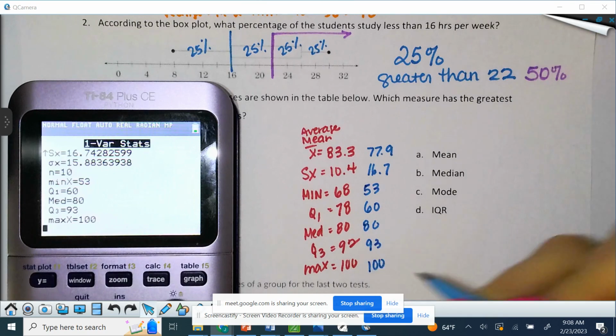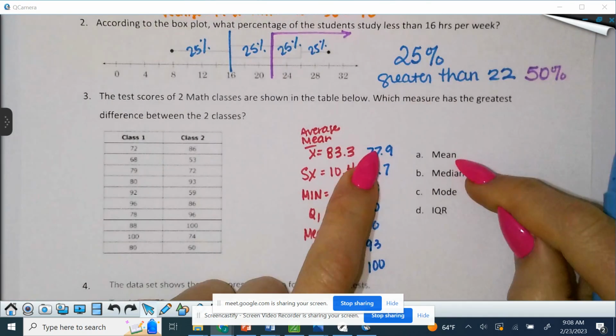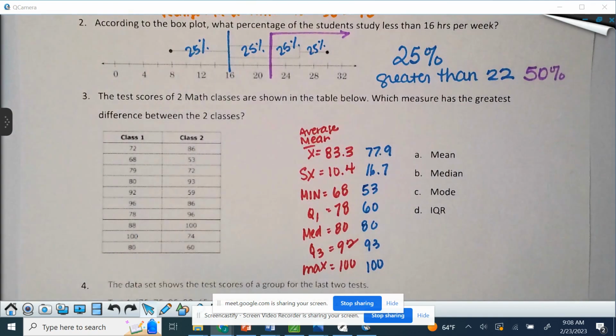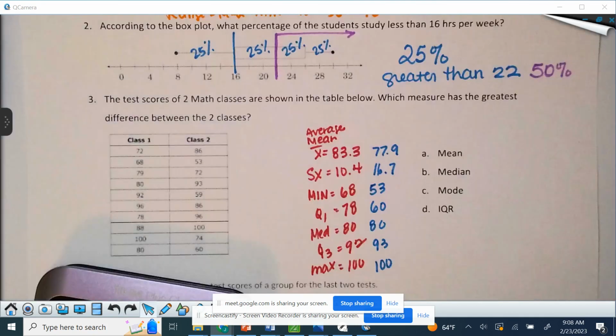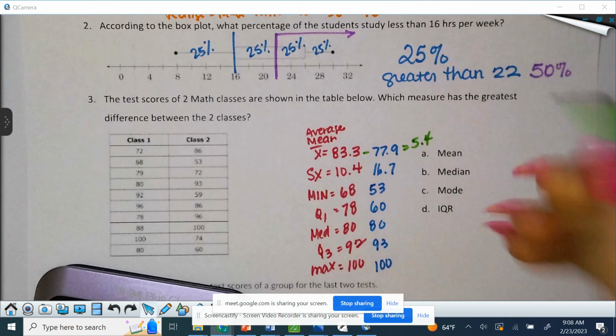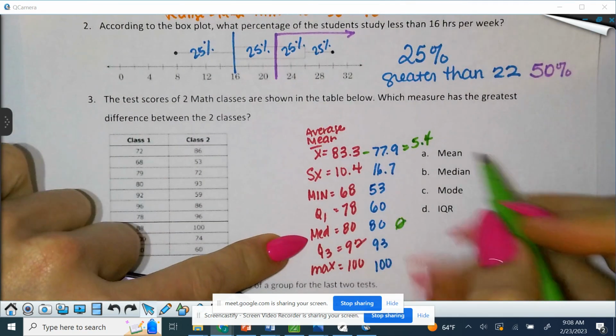So now, once you've done that, if we compare the means, which measure has the greatest difference means we're going to subtract them from each other. So 83.3 minus 77.9 is going to be a 5.4 difference. Then it said median, so we can jump down here. 80 minus 80, there is no difference. So that's a 0. Definitely not an answer.